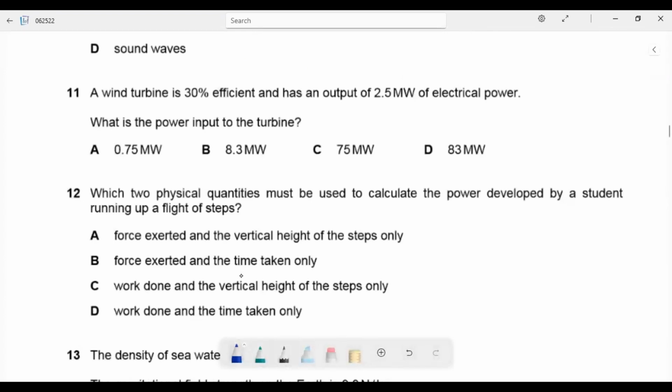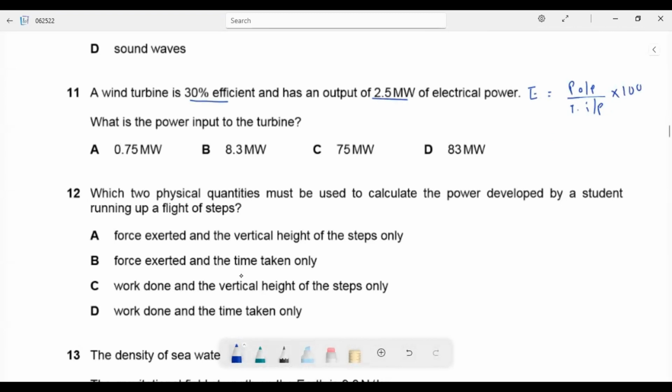A wind turbine is 30% efficient and has an output of 2.5 megawatt of electrical power. What is the power input of the turbine? Efficiency can be written as useful power output by total input power, output by input. As it is in percentage, it is into 100.